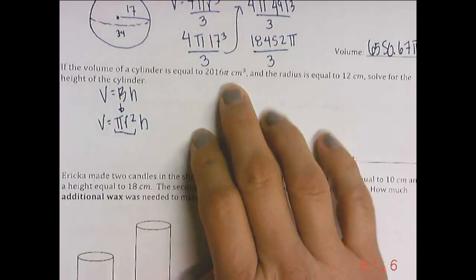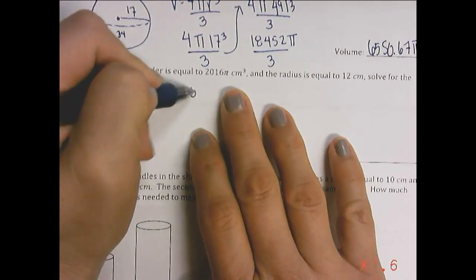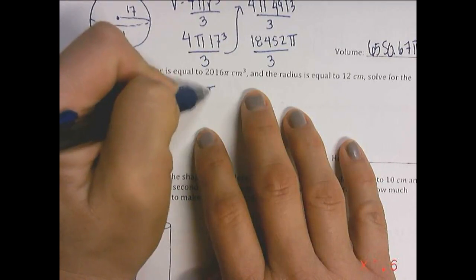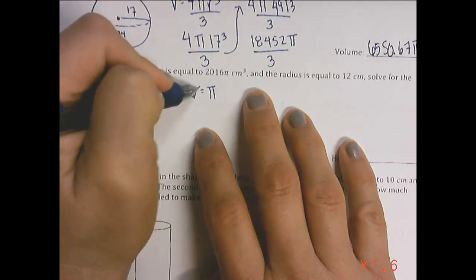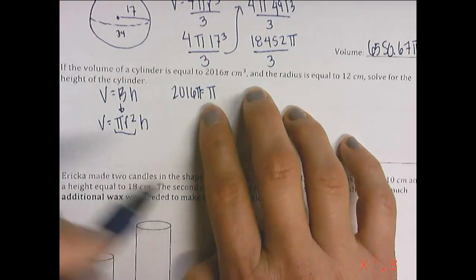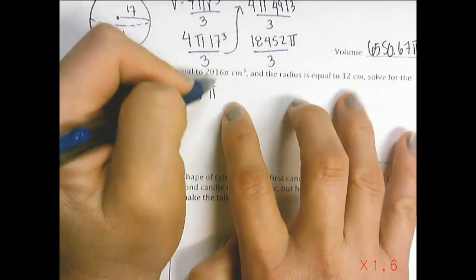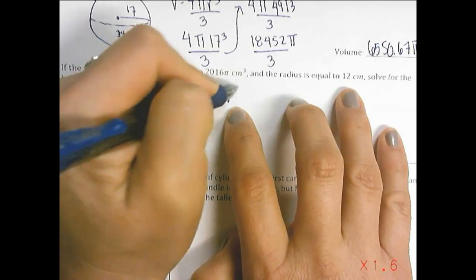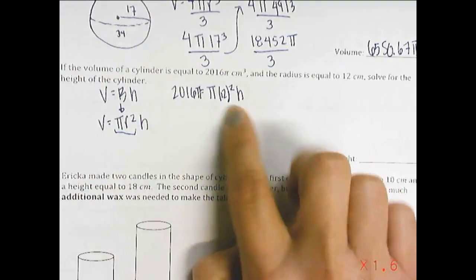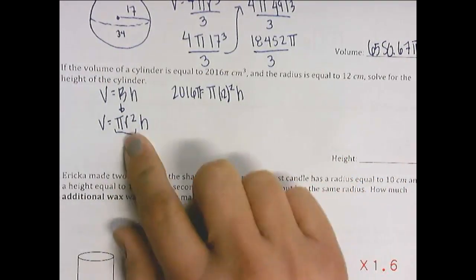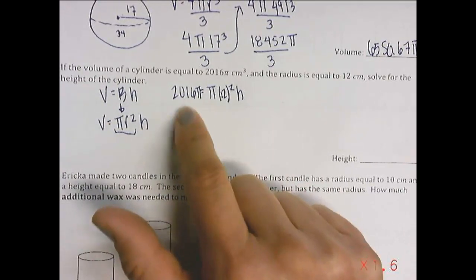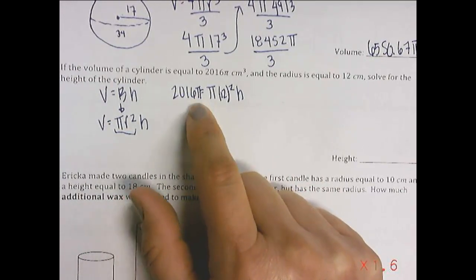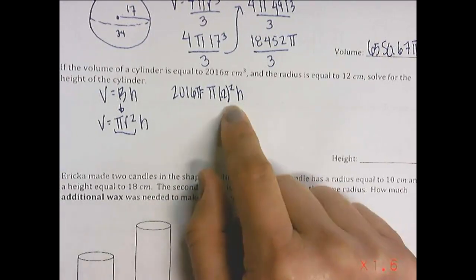All right, so I know that my volume is 2,016 pi. I'm going to set it equal to pi times my radius squared times my height. This is the formula, so I'm taking volume, 2,016 pi, and setting it equal to the formula for volume.